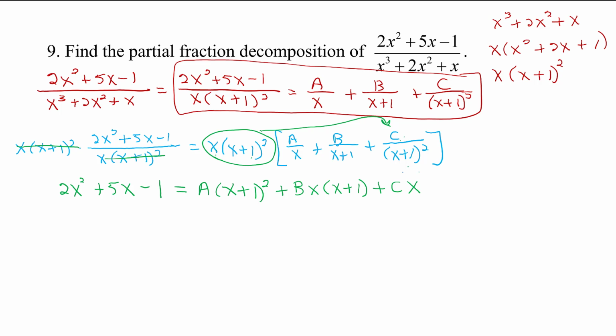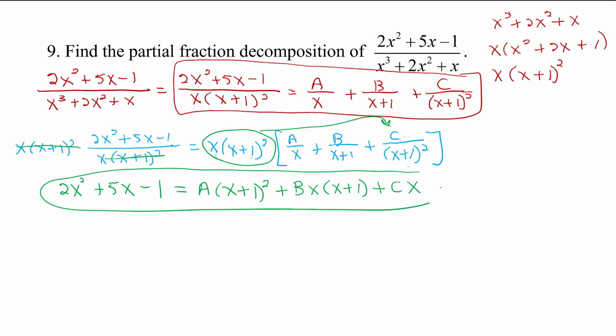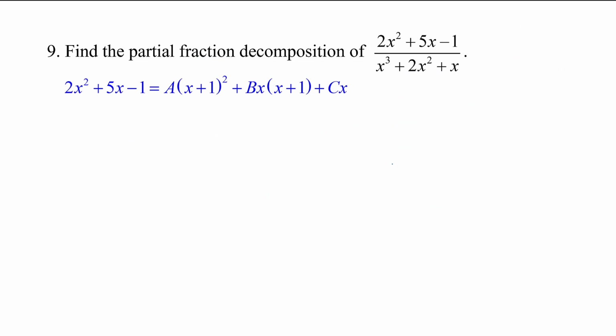Because there's so much writing involved with these problems, I made a new slide where we take off from where we left at the last slide. We start over here. So we had 2x squared plus 5x minus 1 equals a times x plus 1 squared plus bx times x plus 1 plus cx. This is exactly what we found from the last slide. And so what we want to do is solve for a, b, and c.